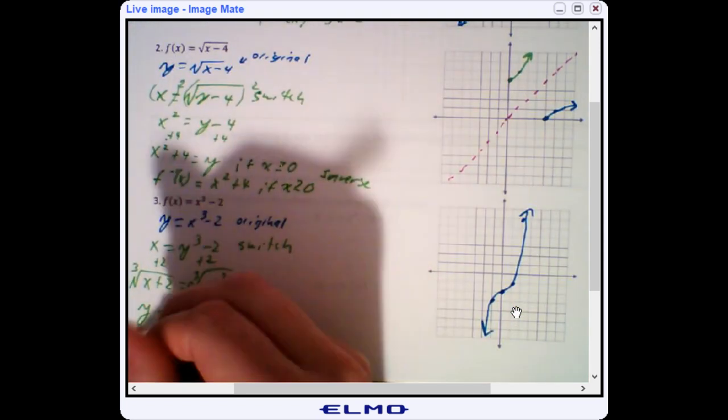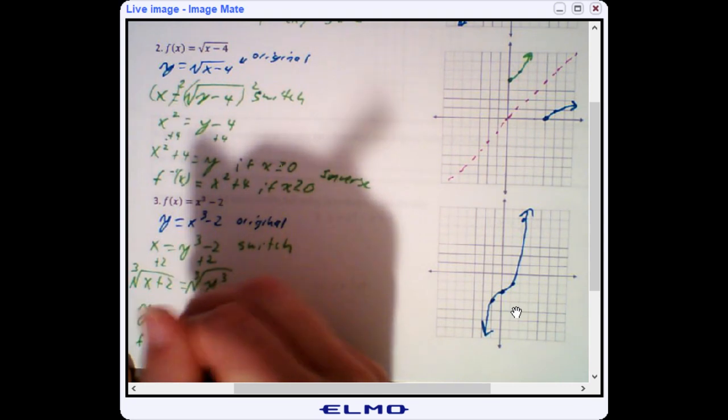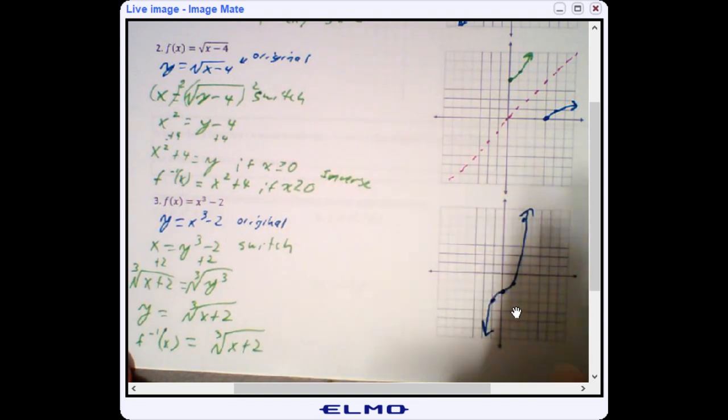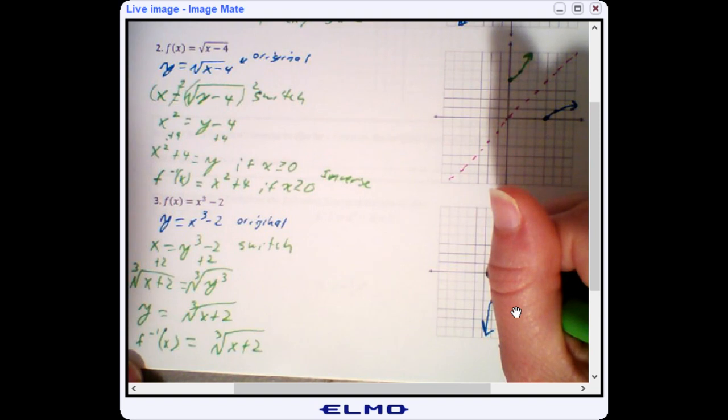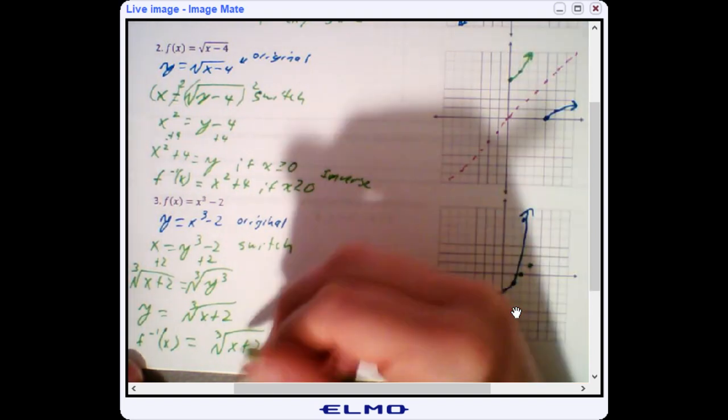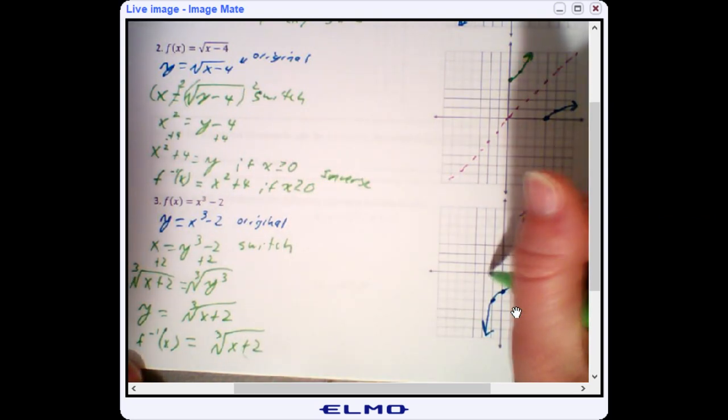We can rewrite that as f negative 1 of x, or the inverse of the function is the cube root of x plus 2. And so that tells me I'm going to have a cube root. I'm going to go right to, all right, left 2. I'm sorry, people. So that's left 2 because the inside's positive.